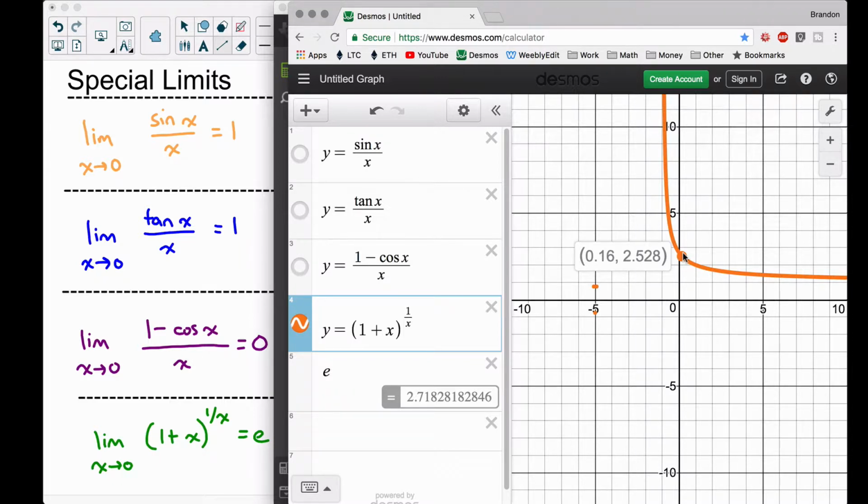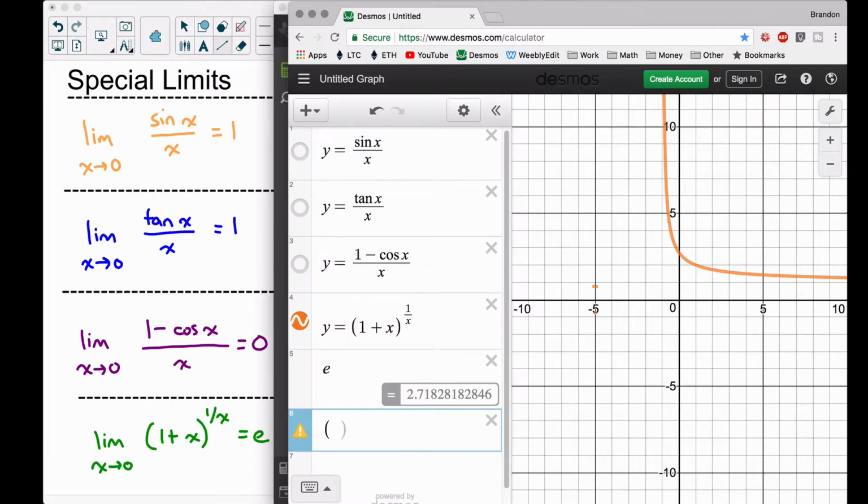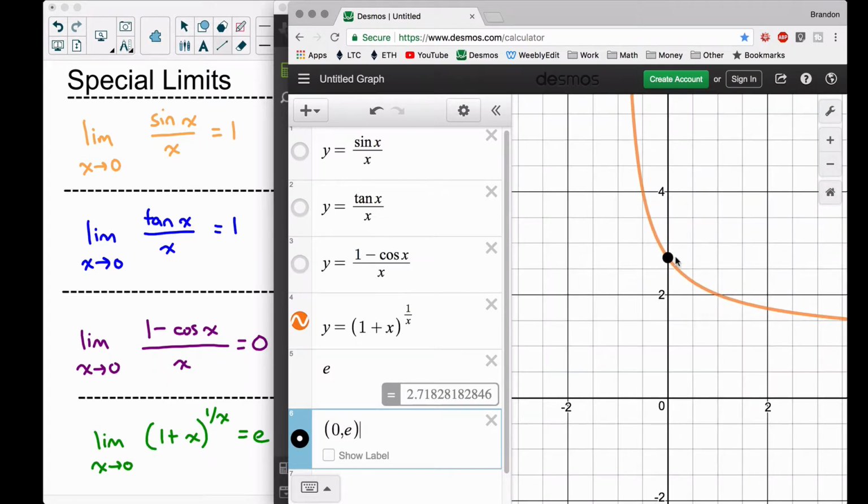I'm going to get a little bit closer and a little bit closer, and notice we are getting close to that 2.71. I can get even closer, right about there it's undefined, but notice we are still getting really close to 2.718. To show you that further, I'm going to plot a point at (0, e), and notice that black dot right there. That black dot is right there on the orange curve, but really it's not because remember, we do have a hole right there.